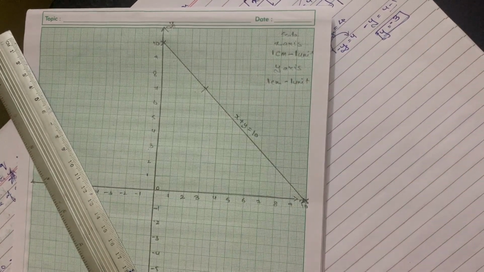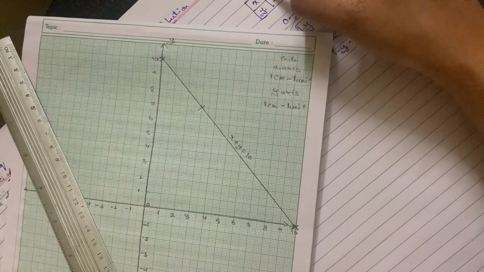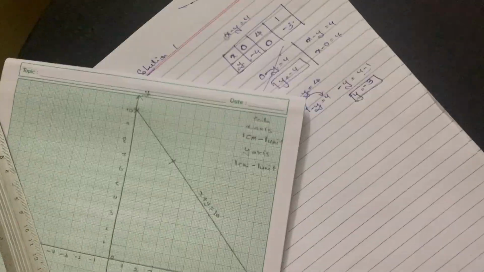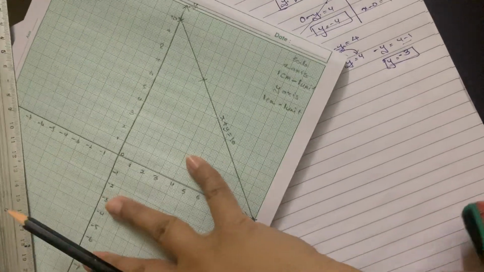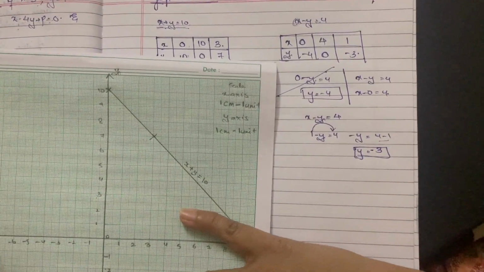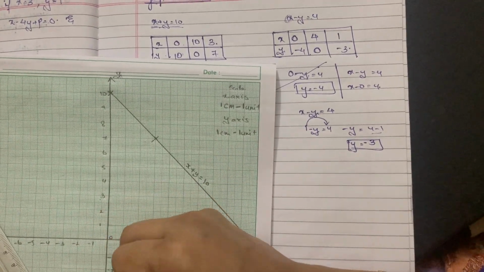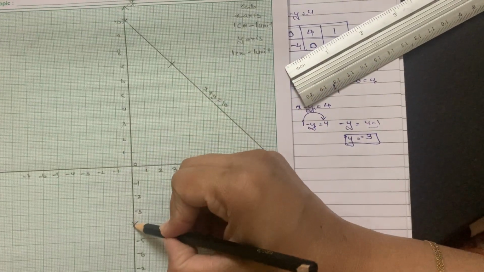Further after this I'm going to take down another equation. When x is equal to 0, the other equation that I had was: when x is equal to 0, my y was minus 4. So I'm going to mark one point in here. It comes here. I have marked that point.